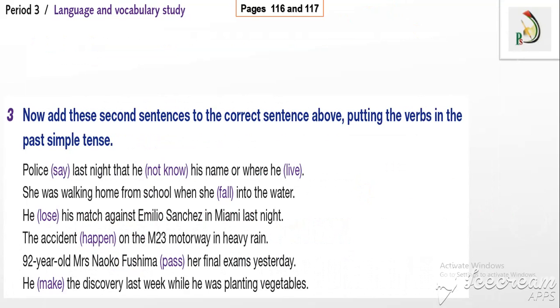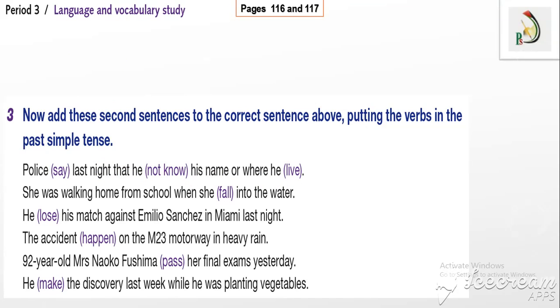If you focus on the next question: now add these second sentences to the correct sentences above, putting the verbs in the past simple tense. These sentences, which are given below, are connected to the activity number 2 sentences. How? Let me read. Police say last night that he did not know his name or where he lived. It is about the man who has been found wandering on the street.